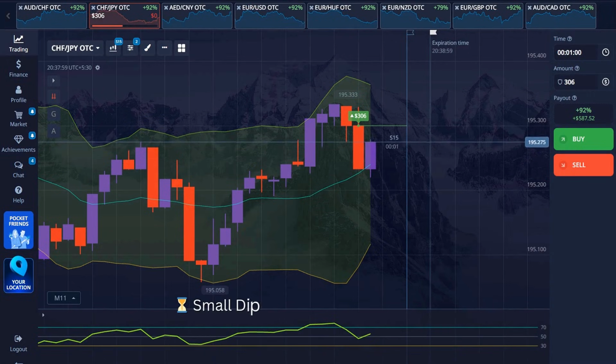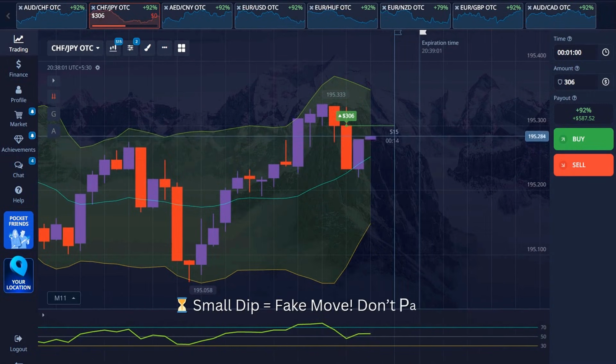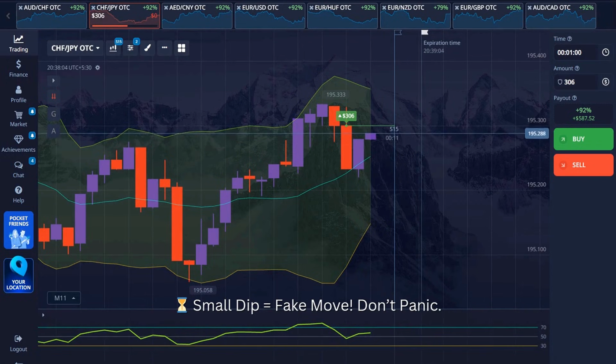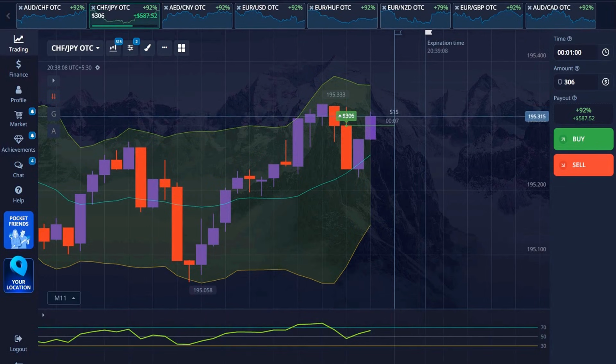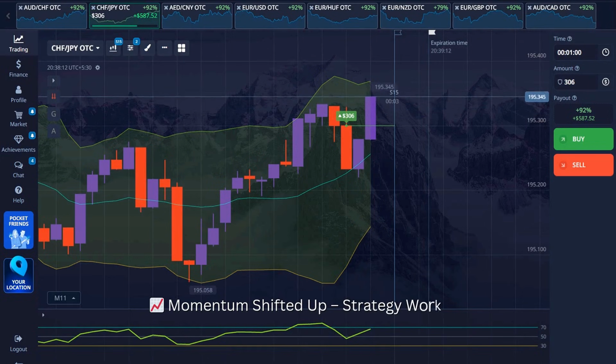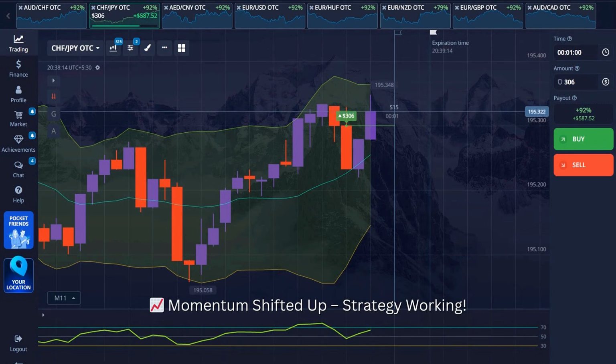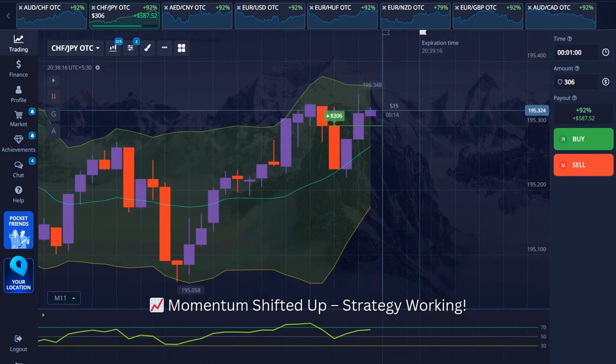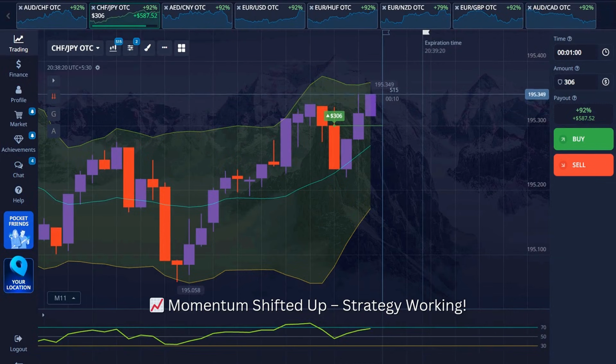Right after I placed the buy trade, price dipped slightly. Now this is where most traders panic and think, oh no, the trade is going against me. But look closely. That dip? Just a typical OTC trap to shake out weak hands. Within a few candles, price started pushing upward again, showing strong bullish momentum. Exactly what we expected from the reverse strategy.